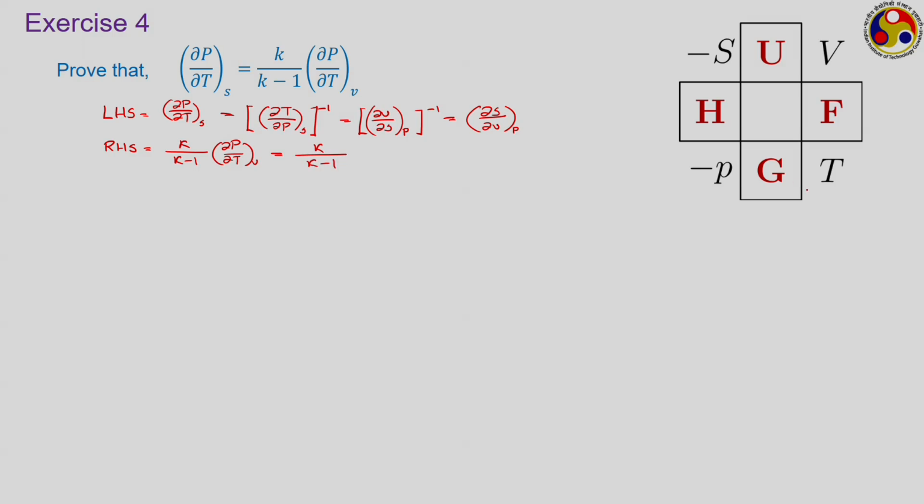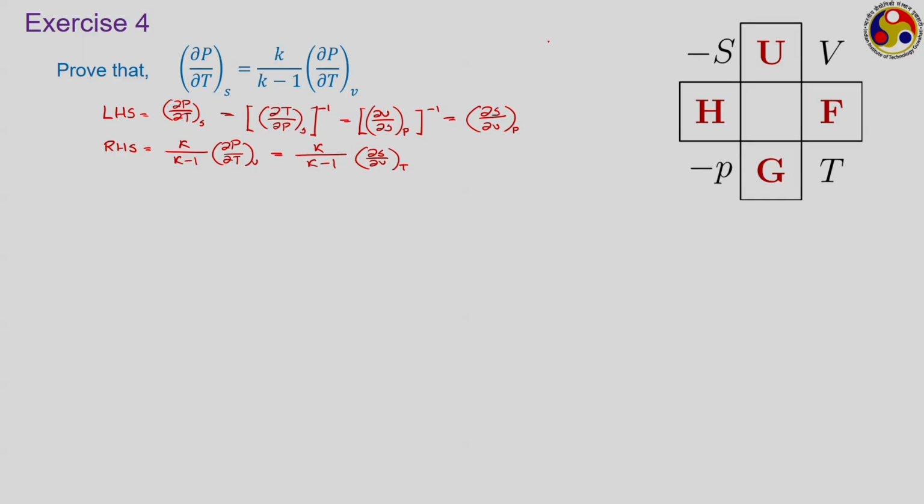and P and T again are neighbor and V is reciprocal to P. So, this will become ∂S/∂V at constant P. Am I right? ∂P/∂T at constant V is becoming ∂S/∂V at constant T. That we can write, but before that we have to know what is this k parameter.